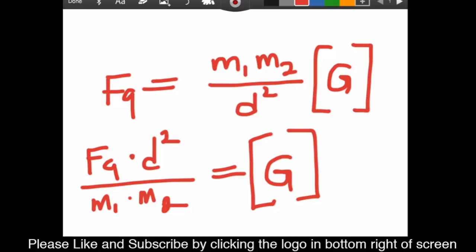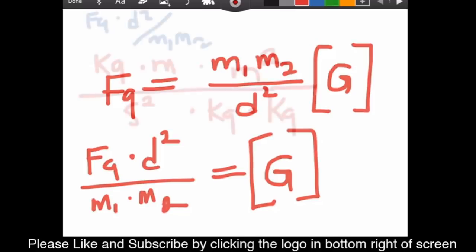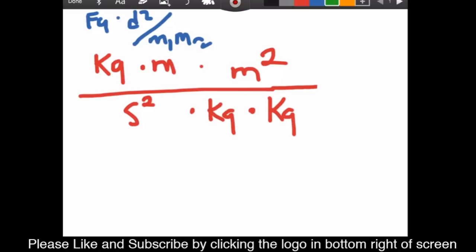Now, let's check the units again, shall we? So here we go. Recall that G equals the force of gravity times the distance squared over mass 1, mass 2. So let's have a look and see what we have here. First of all, the force is in kilograms meters per second squared. That's what a Newton is.